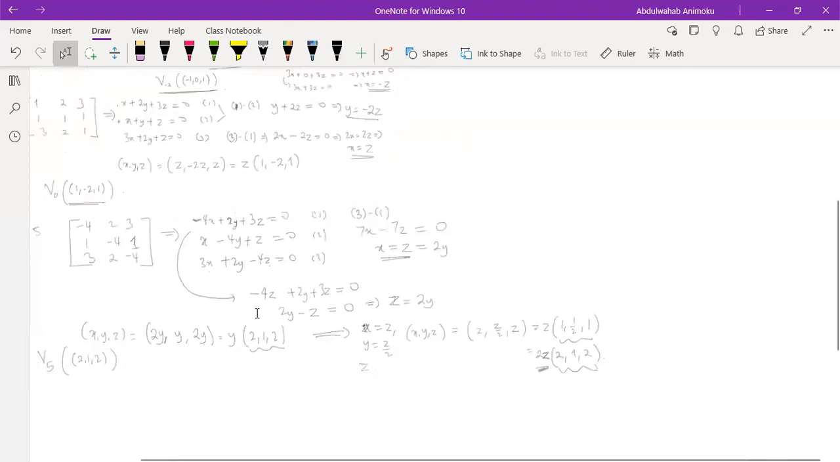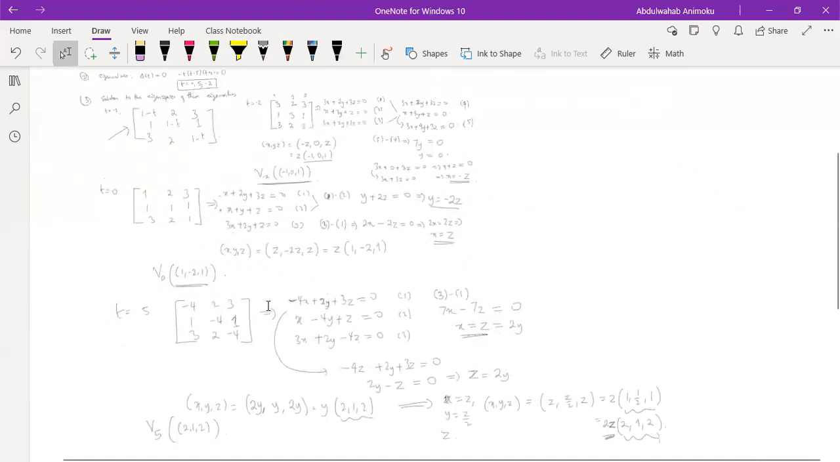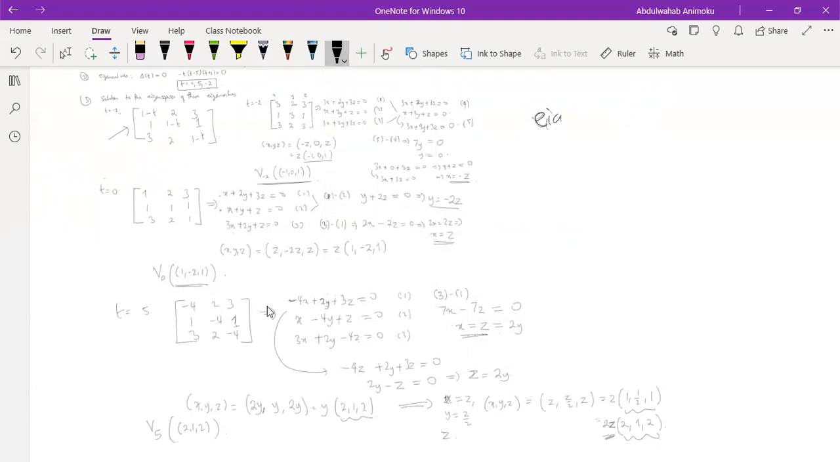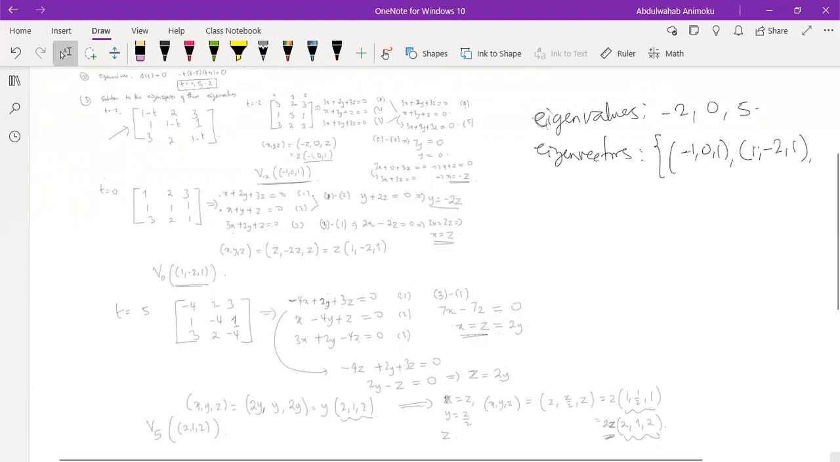So now let's bring things together. We've gotten our eigenvalues, we got them: minus 2, 0, 5. Now the eigenvectors would be what? This set containing these vectors. So the first one we got for t minus 2, we have minus 1, 0, 1. The second one is for the eigenvalue 0, it is 1, minus 2, 1. And the last one would be 2, 1, 2.